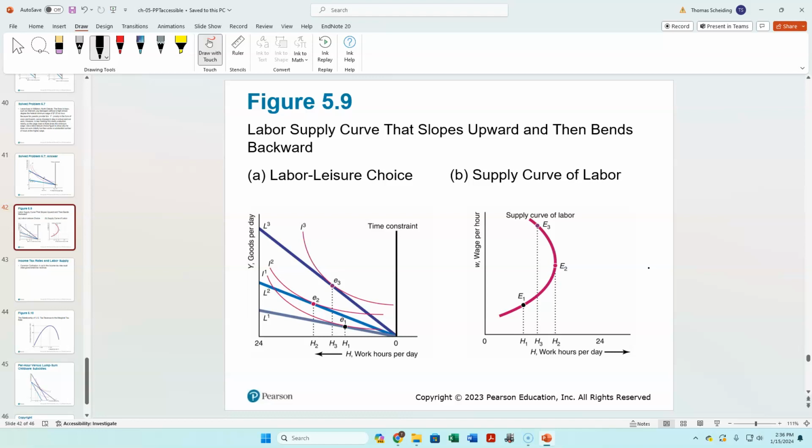And so here you sometimes see politicians complaining about this, like, have we raised wages so much that people are consuming more leisure? And the general idea is that we don't want them consuming that much leisure. We want to be operating more on segment E1 to E2 rather than E2 to E3 when we're raising the minimum wage.